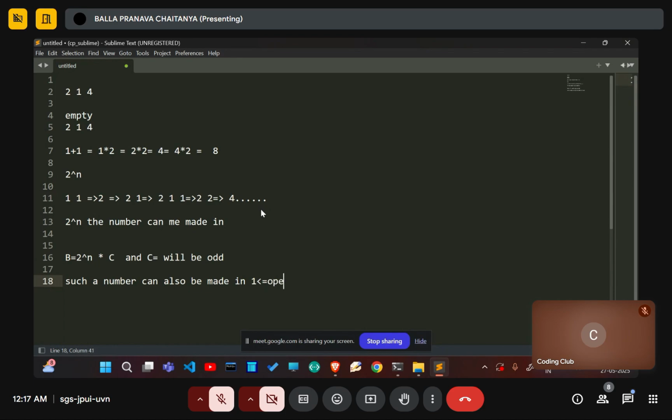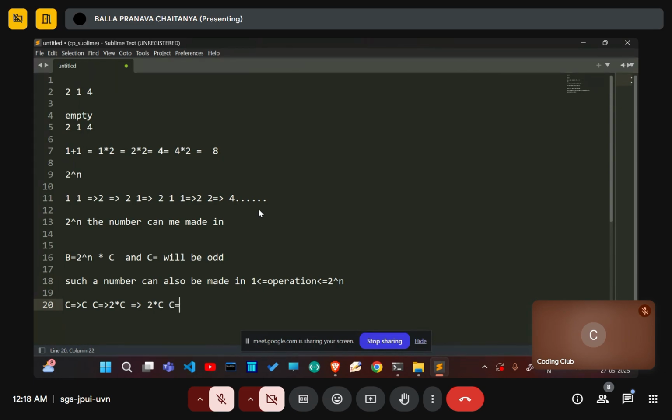Such a number can also be made in 1 to 2 to the power n operations, because this time we will start with c. Suppose we push one c. First of all, it is empty. We pushed one c, and then it will remain c. We push another c, it will become 2c, and after that, since there are two c's, it will be 2 times of c, and again after that you will push another c. So 2c, c, another c again. This will lead to 4c.